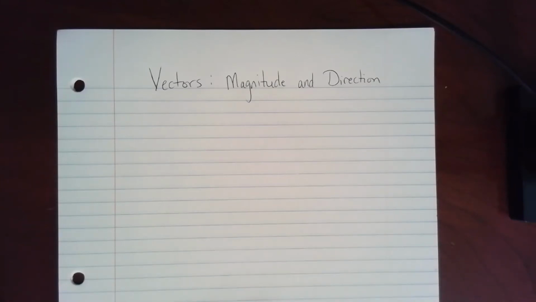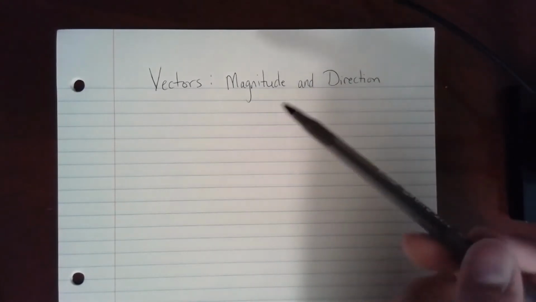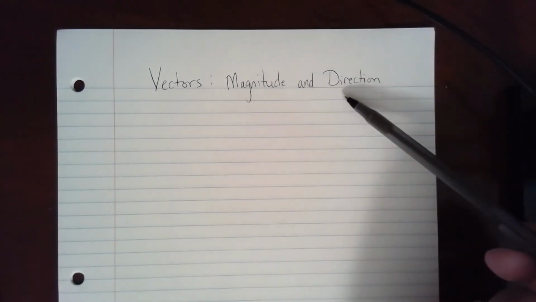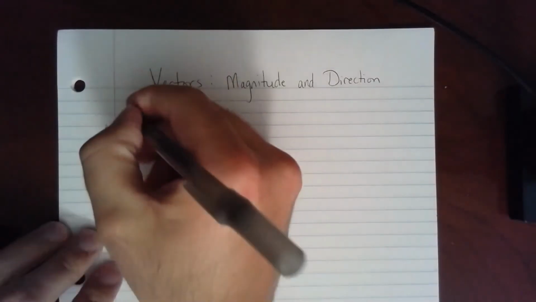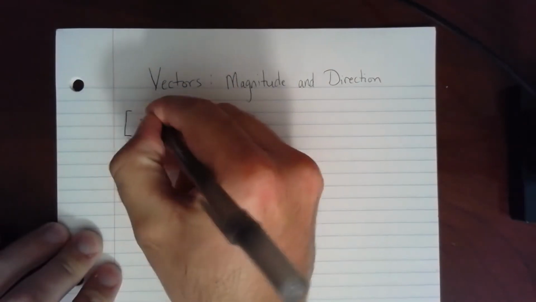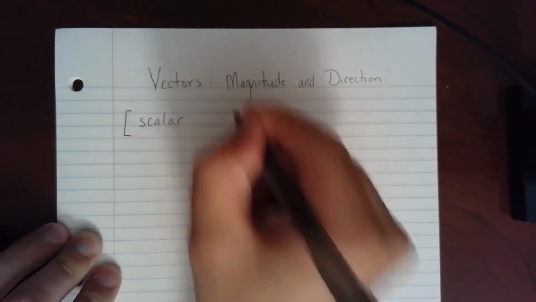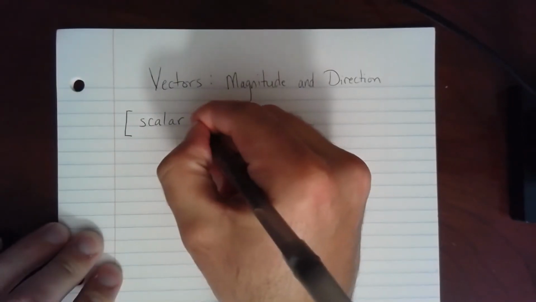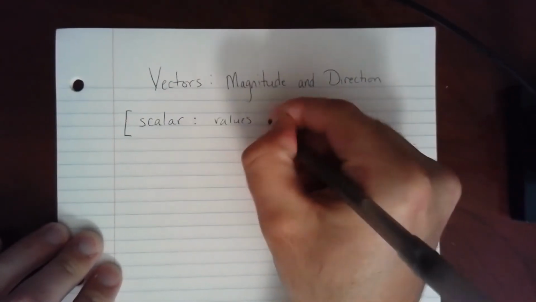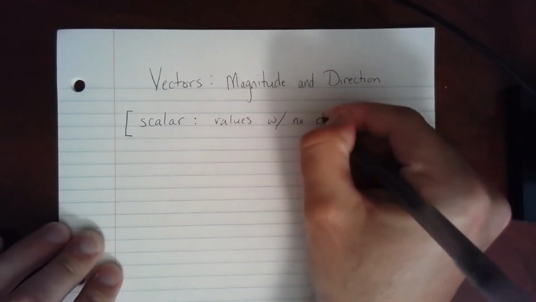Vectors are a different way to look at measurement. Here at the top I've made a note that vectors deal with both magnitude and direction. As a little aside, numbers we've dealt with in the past would be referred to as scalar values. These are values with no direction. So I should make a note of that.